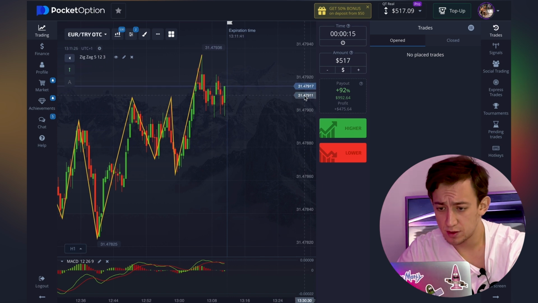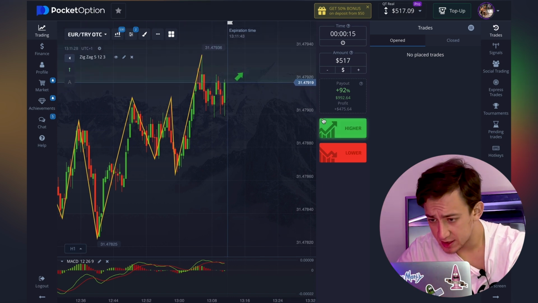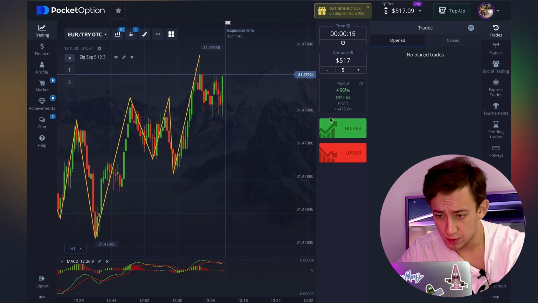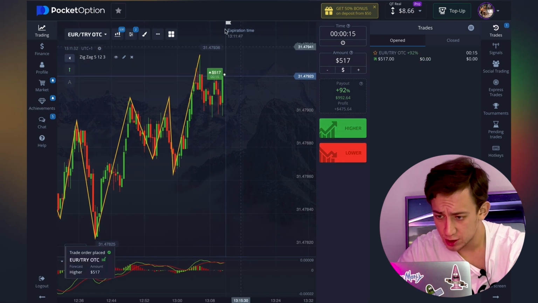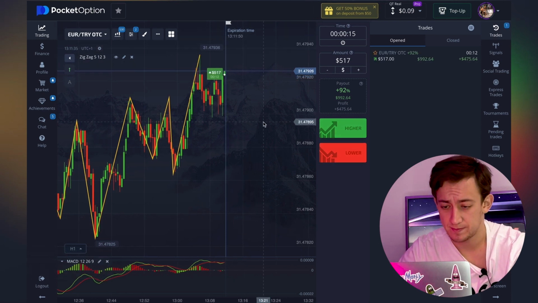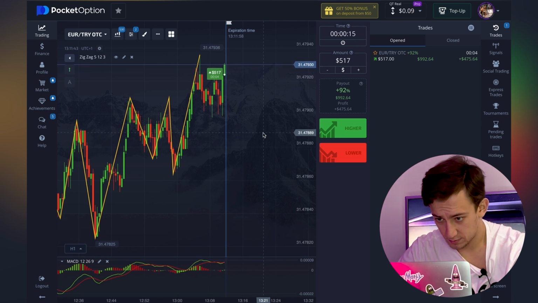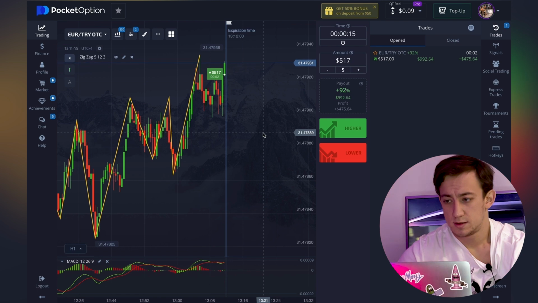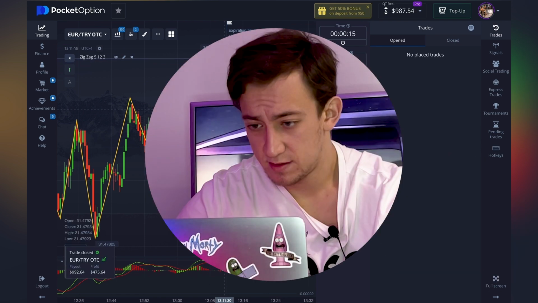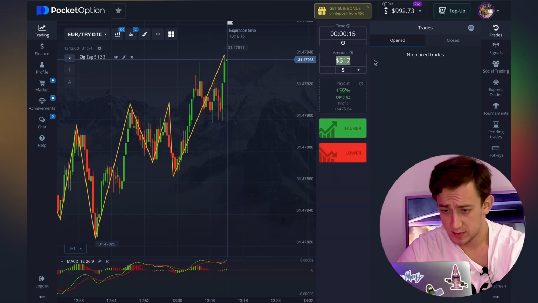Here the situation looks different. The trend is clearly bearish. MACD shows the intersection and zigzag shows the upward trend direction. I quickly enter a trade upward with the entry deposit and wait for profit. Profit obtained, it is fantastic, friends.